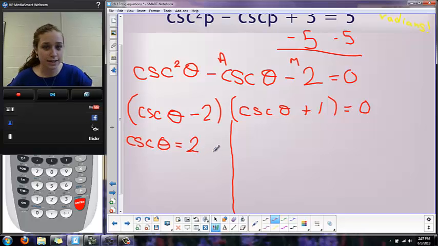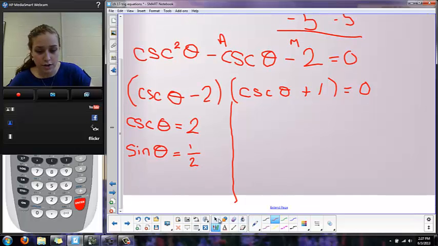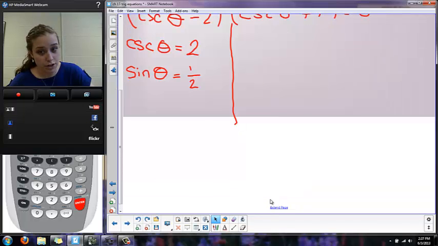I do not care what cosecant theta is equal to. I don't, because I don't have a button for that. It doesn't help me at all. But I do care that if cosecant theta is equal to 2, then its reciprocal, sine theta, must be equal to the reciprocal of this, 1/2. Awesome. That's easy. In fact, I know that 1/2 is one of the values on my magic table.